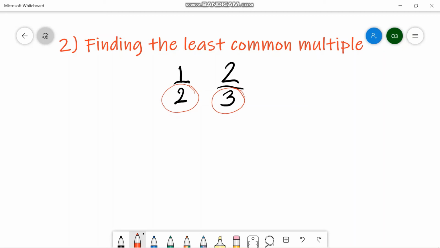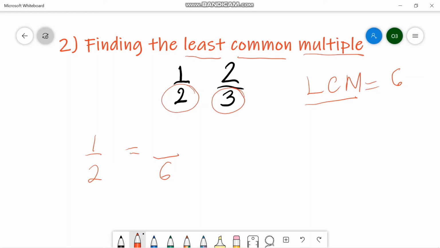Let's start with 1/2. Our LCM is 6. LCM means least common multiple. So 1/2 is equal to, let's put the denominator as 6. What is the answer if you divide 6 by 2? 6 divided by 2 is 3, or 2 times 3. So you have to find this: what will you multiply to 2 to get 6? 2 times 3 is 6.